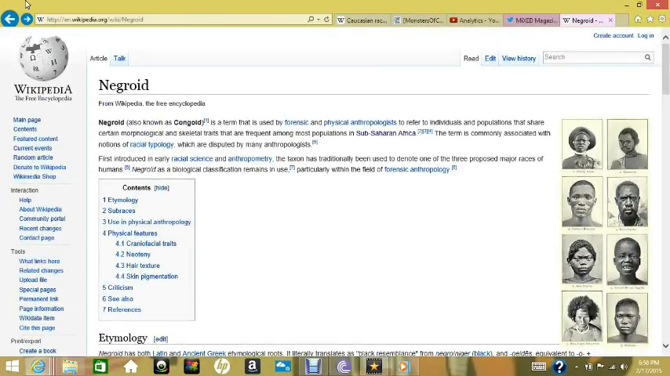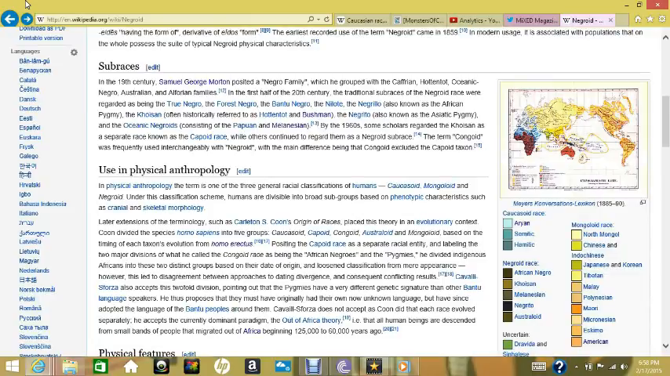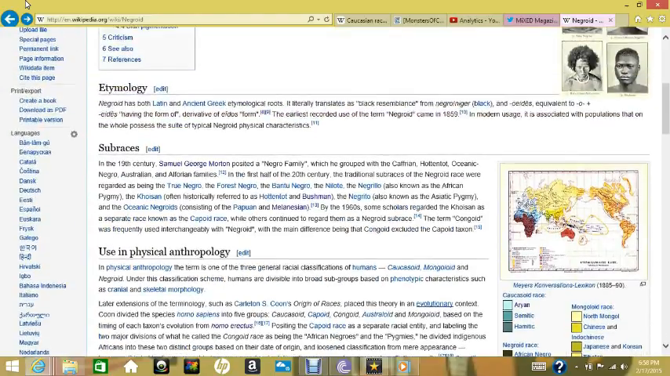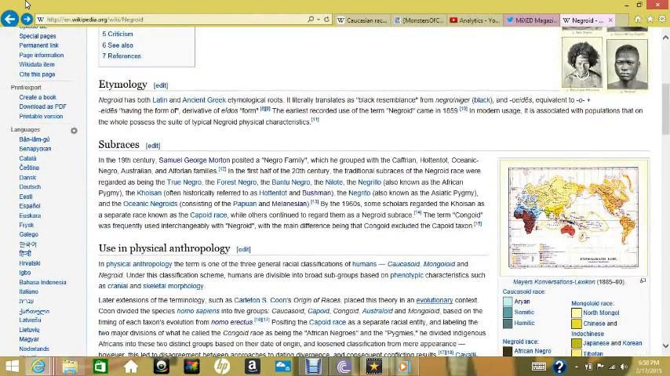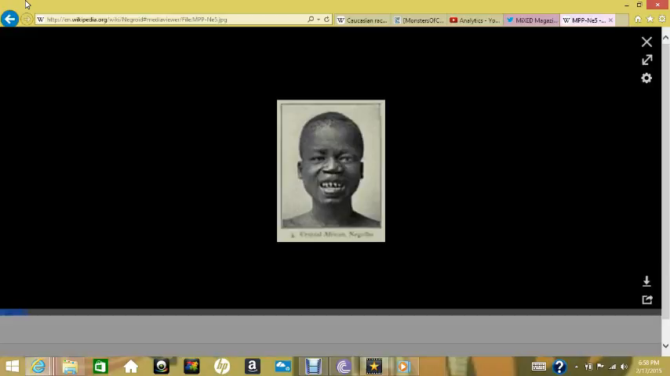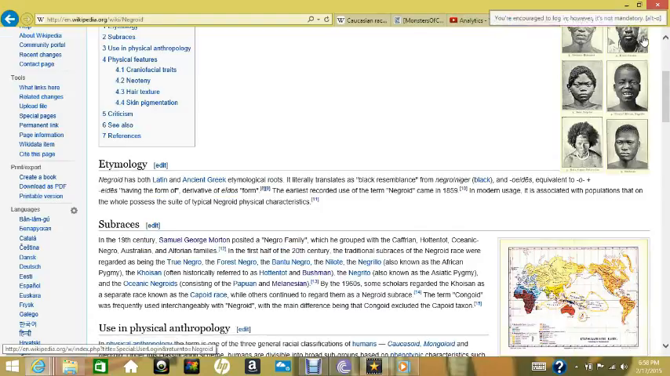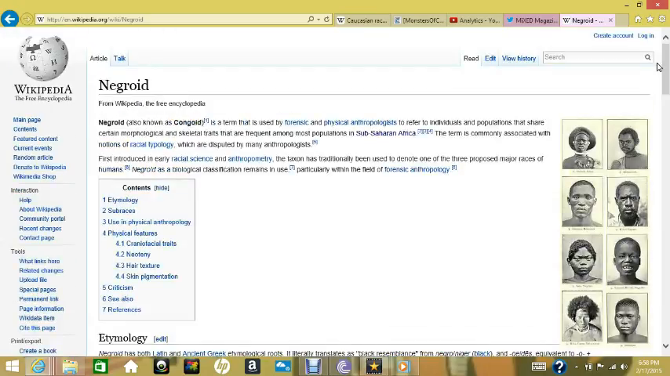Whoever created this, whoever this guy is, Sammy, George, Minton, whatever his name, he needs his ass whooped because he's trying to have the racial types. And whoever did this, I'm gonna tell you exactly what they're doing. What they're doing is they're trying to say that black people was migrated by apes. That's what they're trying to say.